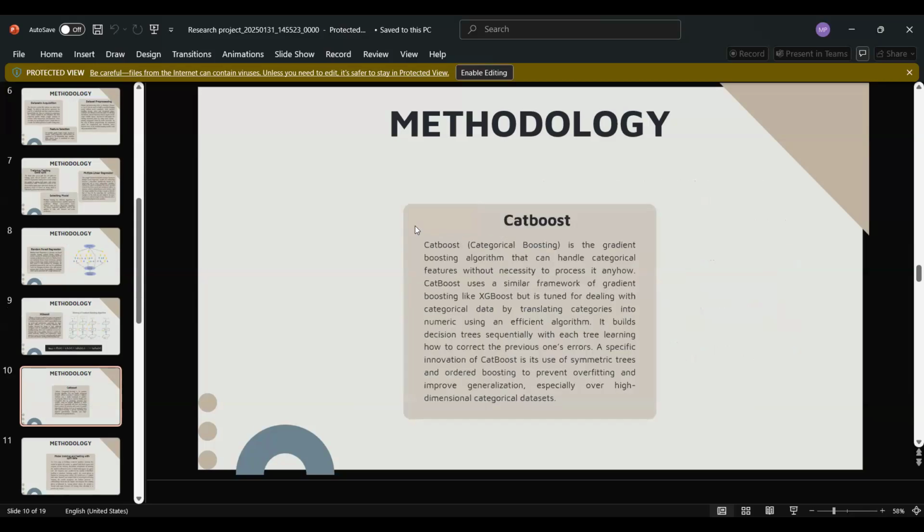The final model is CatBoost, which also uses a similar framework of gradient boosting, but it is also tuned for dealing with categorical data by translating categorical values into numeric values on its own. CatBoost has several other additional features, like it uses symmetric trees and not only stumps, and it uses ordered boosting to prevent overfitting and improve generalization. Especially, it is used for high dimensional categorical datasets.